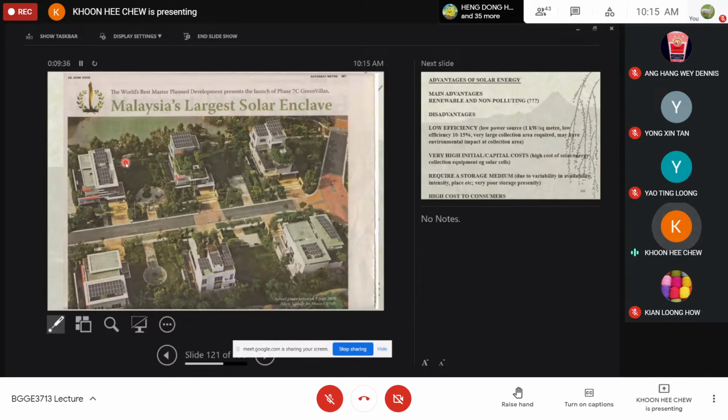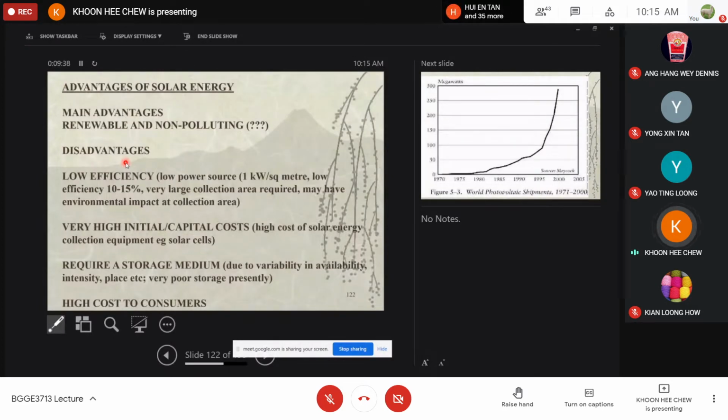Okay, just now we were talking about the advantages of solar energy. The main advantage is that it is renewable. Whether it is non-polluting energy or not is a question mark. It depends on which angle we are looking at. As I mentioned just now, with wind energy we need a big piece of land, so it may cause land pollution because we need to do deforestation or whatever.